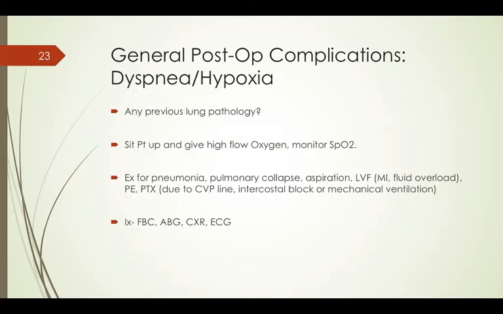Dyspnea and hypoxia now. Do they have any previous lung pathology, COPD, asthma? Sit the patient up, give them high flow oxygen and monitor their SATs, and examine for causes of hypoxia. It could be pneumonia, again atelectasis. Is it aspiration as a result of intubating the patient, or the risks with the anaesthesia, etc. LV failure, PE, pneumothorax. So consider those, and investigations for this apart from the SATs probe would be full blood count, ABG, a chest x-ray and an ECG.